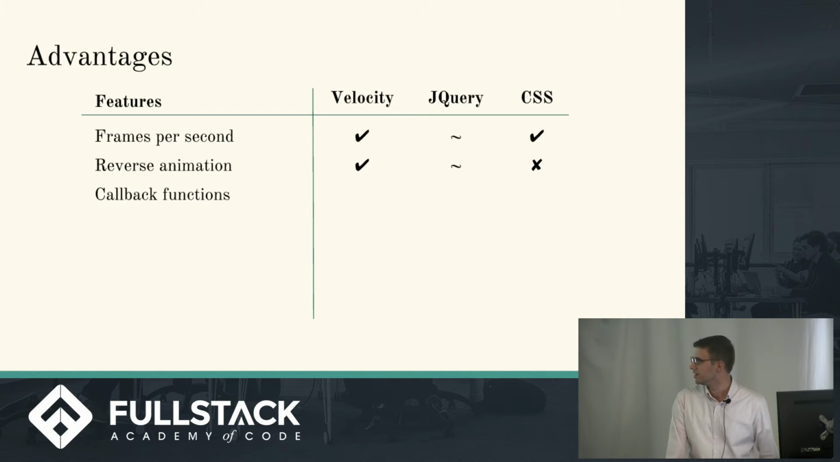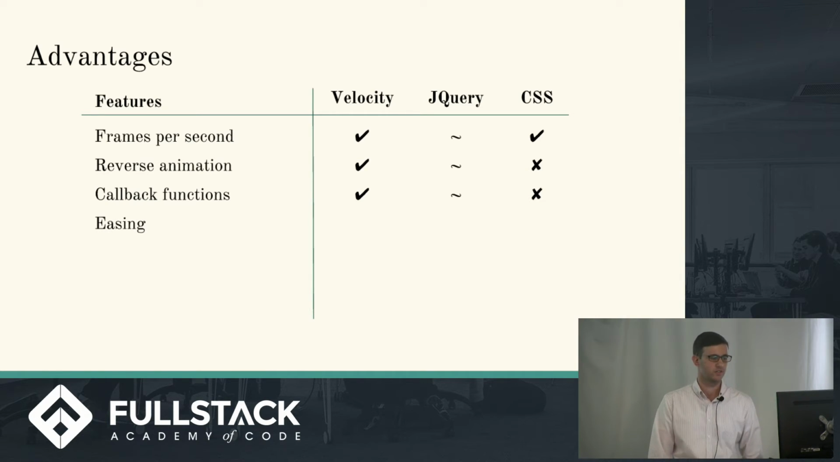Callback functions. This is a really cool concept that I think Velocity.js really brings out the big guns on, because it allows you to call different animations, so different functions, at certain periods of time during that animation. So if an animation is running, you can call another animation once it's completed, during its progress, and even before the animation starts. jQuery is very limited in this, where it can only call an animation after one animation has been completed. So think of a queue. And CSS does not.